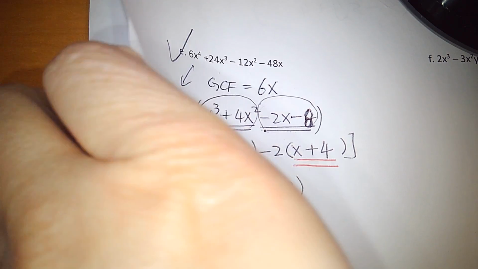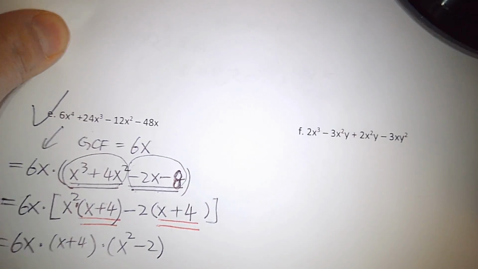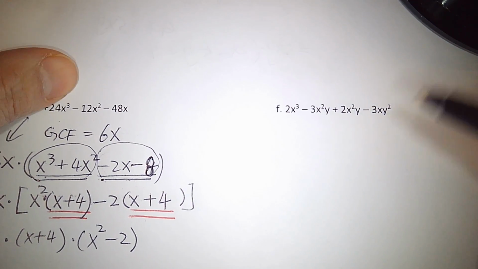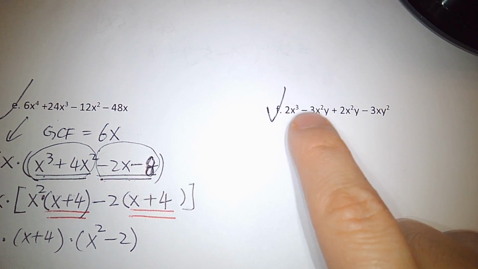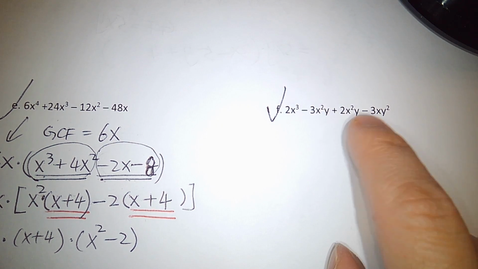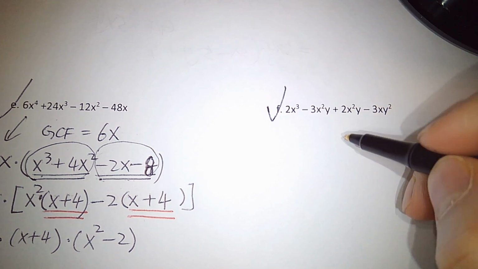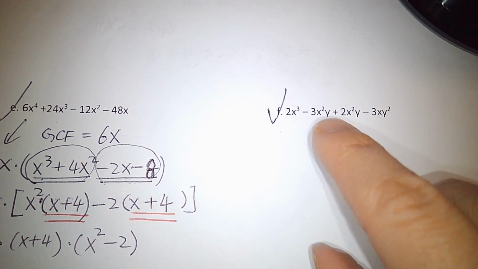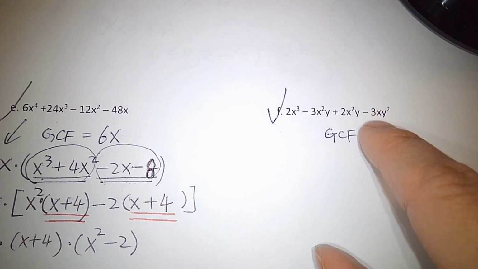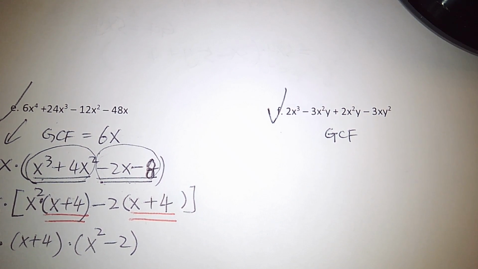Okay, let's try one more question. Let's try question F, please. 2x cubed minus 3x squared y plus 2x squared y minus 3xy squared. What is the GCF? Well, 2 is a factor for these 2 terms, but 2 is not a factor of 3, right? So the GCF, the number part, is 1.